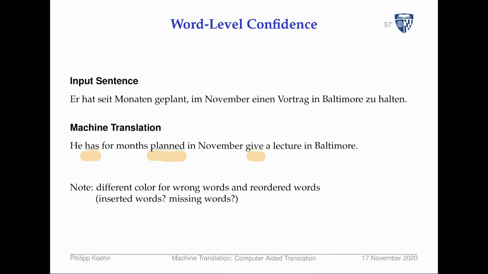So this basically highlights words that are maybe wrong, and maybe words that should be reordered, should be placed in a different place. But it's kind of hard to highlight missing words. We can't say, well, maybe there should be another word in here.